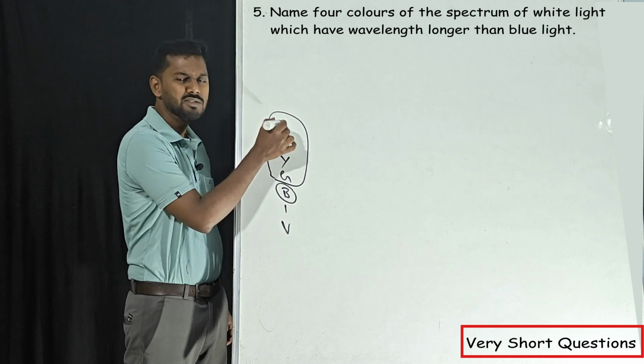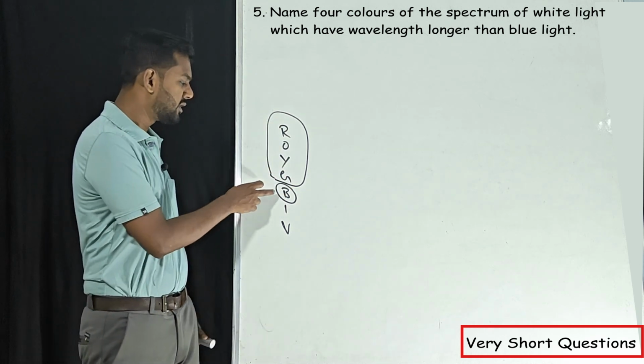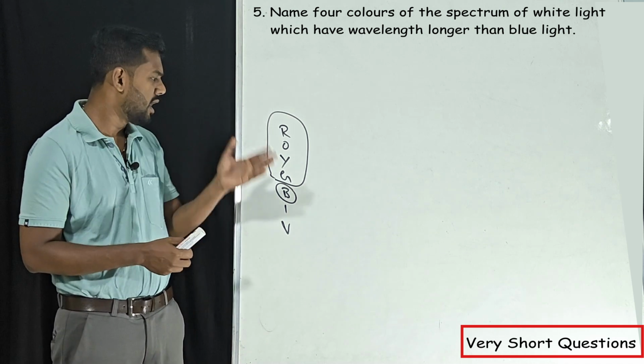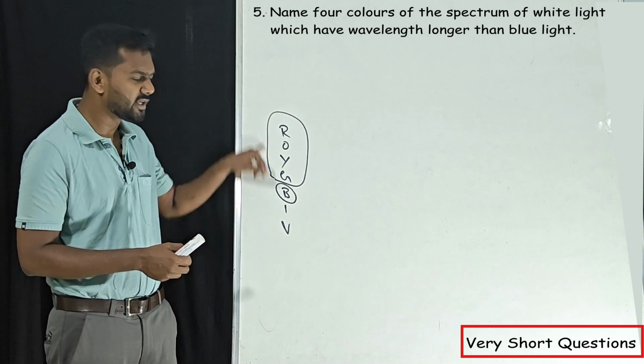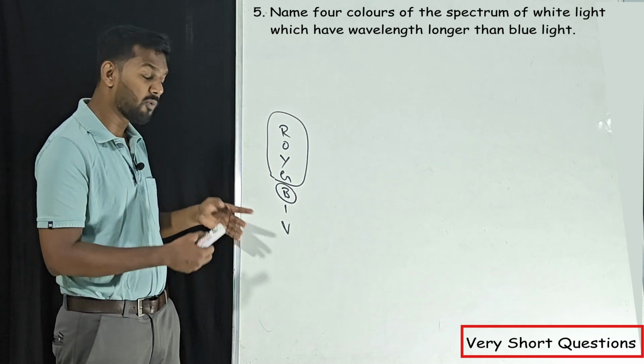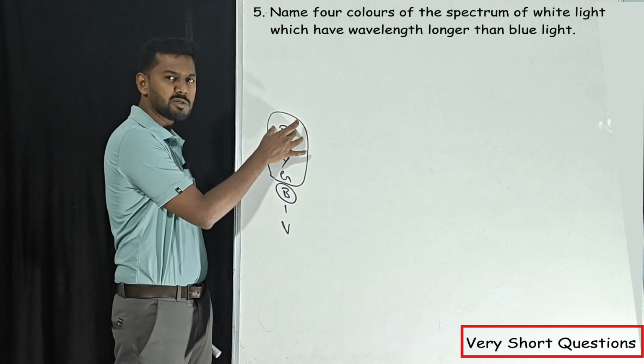Green, yellow, orange, red. These are the colors that have a wavelength more than blue light. This is how you have to tackle it. Whenever it comes to wavelength and different colors, you write this order: VIBGYOR. You have to start from the bottom to top. So why is it important? Because violet has the minimum wavelength, red has the maximum wavelength.